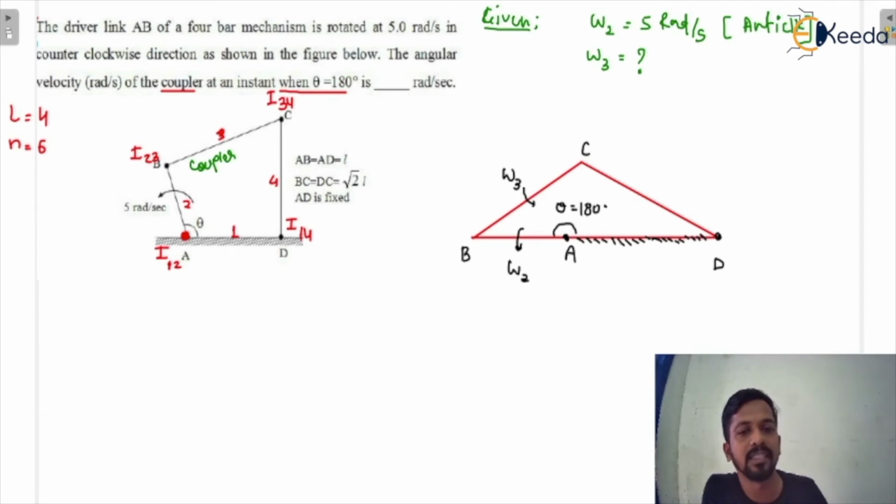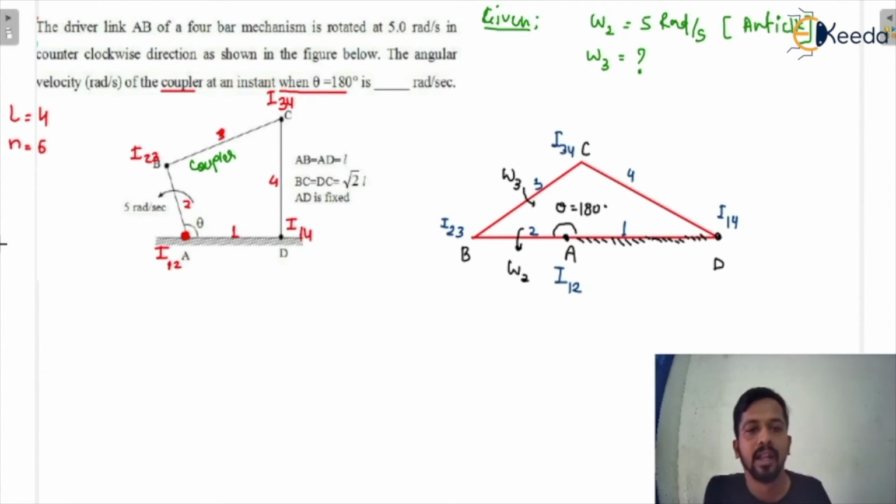Now I am going to draw the instantaneous centers, that is I12. If this is link 1, this is link 2, this is link 3 and this is link 4, then that would be I12, that would be I23, that is I34 and that is I14.